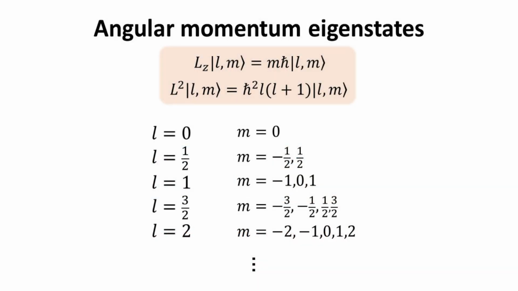We summarize here again the hierarchy of eigenstates. For L equals 0, M can only take the value of 0. For L equals 1/2, M takes the values minus 1/2 and plus 1/2. For L equals 1, M runs from minus 1, 0, and plus 1. You see the pattern. The quantum number M runs from minus L to plus L with increment of 1.